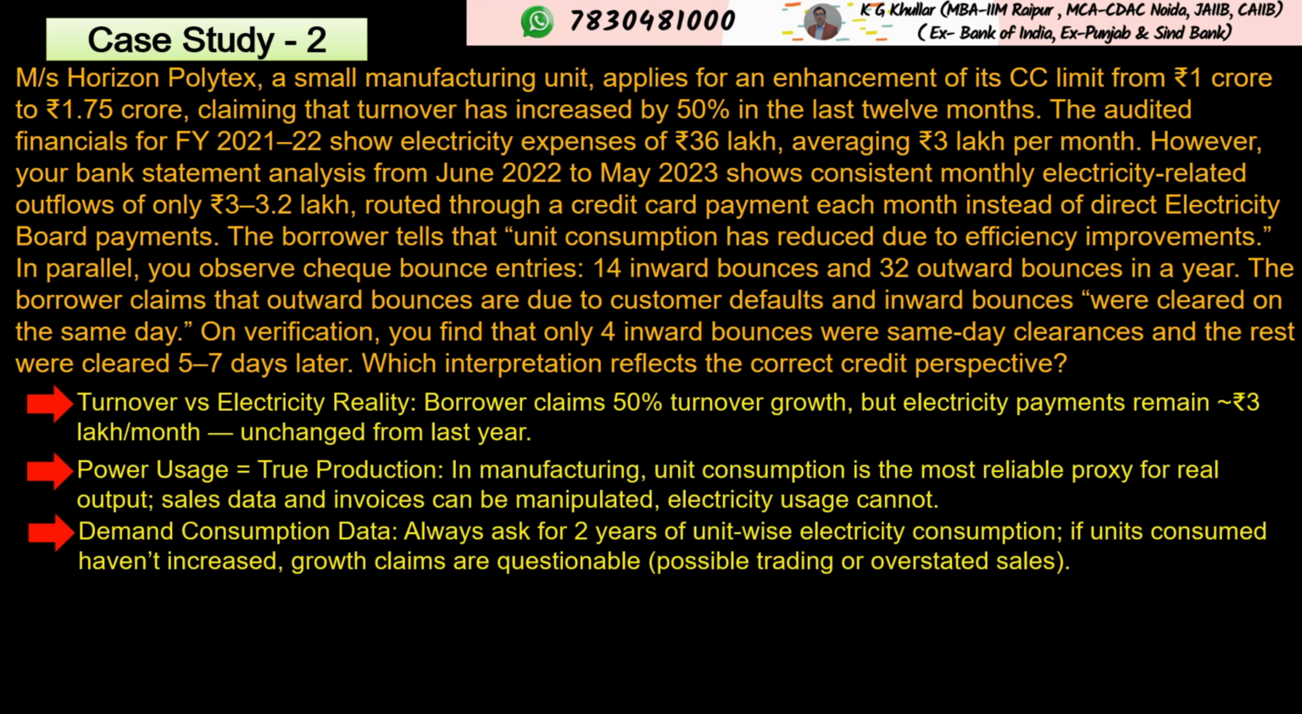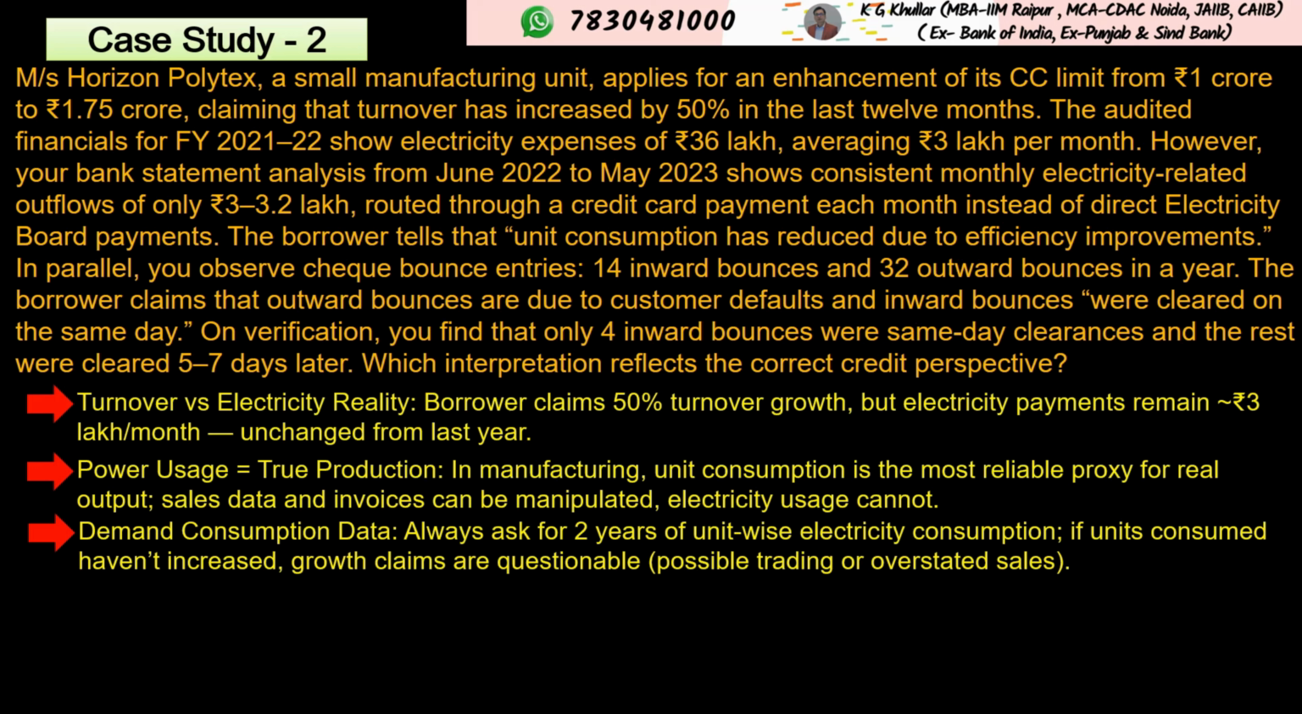So the first thing you should do is to ask for 2 years of unit-wise consumption and compare it properly. If units consumed haven't increased, then the claimed growth is questionable. Maybe they are actually trading, or maybe volume hasn't increased, or maybe sales figures are overstated. This is why stable electricity outflow becomes a major warning sign.